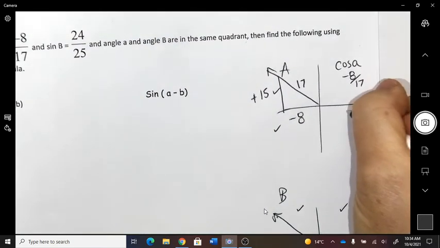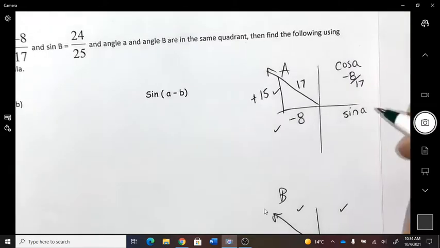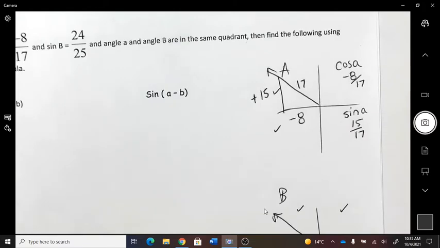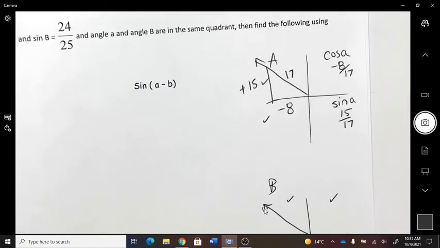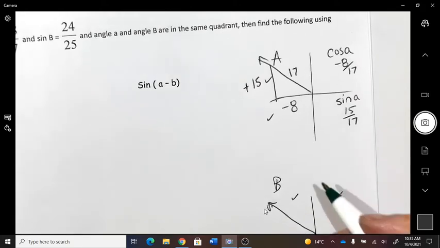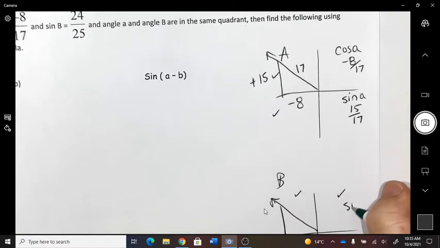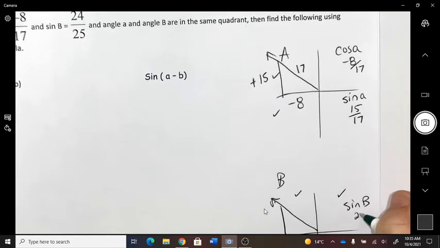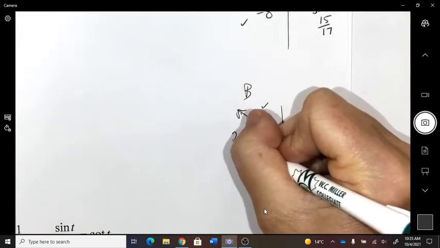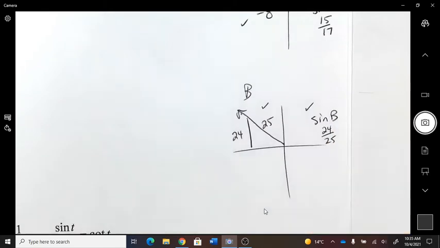So right now I'm just going to write this info. The sine of A, I like to have all that stuff ready to go. The sine is 15/17. Okay, I don't think I need tan, so I'm not going to worry about it. Angle B, we were given the sine is 24/25. So 24 and 25.